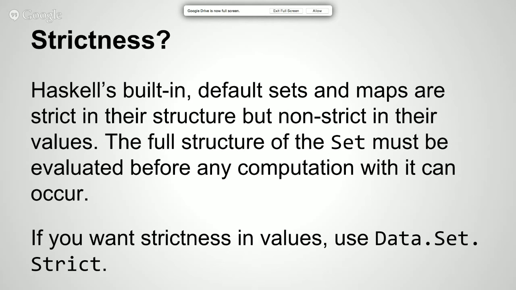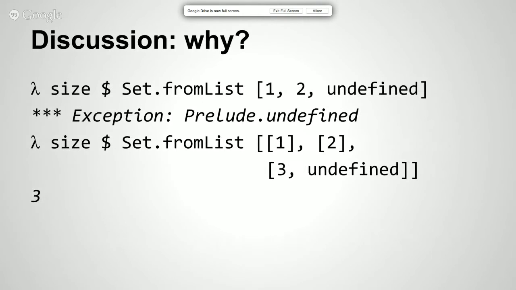How can you have values that aren't strict? Well, look at this: set from list 1, 2, undefined, versus set from list of the lists with undefined. Why does the one on top fail when the one on the bottom doesn't? Because fromList requires ordered values. It requires a list, that's the signature. So is the list with 3, undefined strict or not strict? Lists are not strict. Okay, that's why.